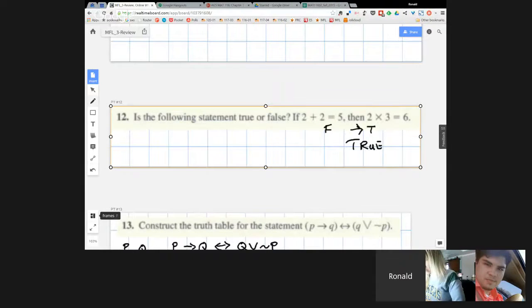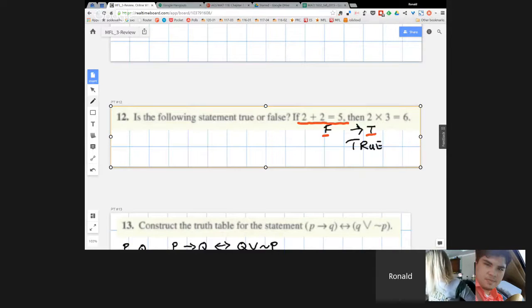Okay, is the following true or false? If 2 plus 2 equals 5, then 2 times 3 equals 6. You notice what I wrote in there? Obviously, 2 plus 2 equals 5 is a false statement. 2 times 3 equals 6 is a true statement. How do you evaluate an if-then statement if the if part is false and the then part is true?